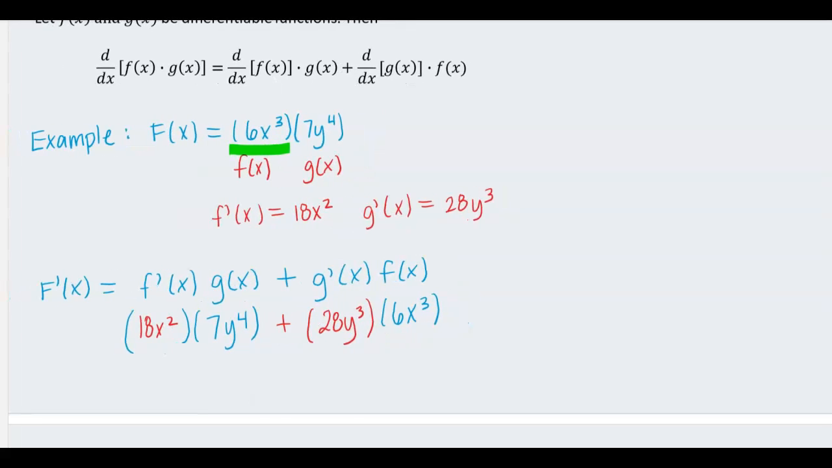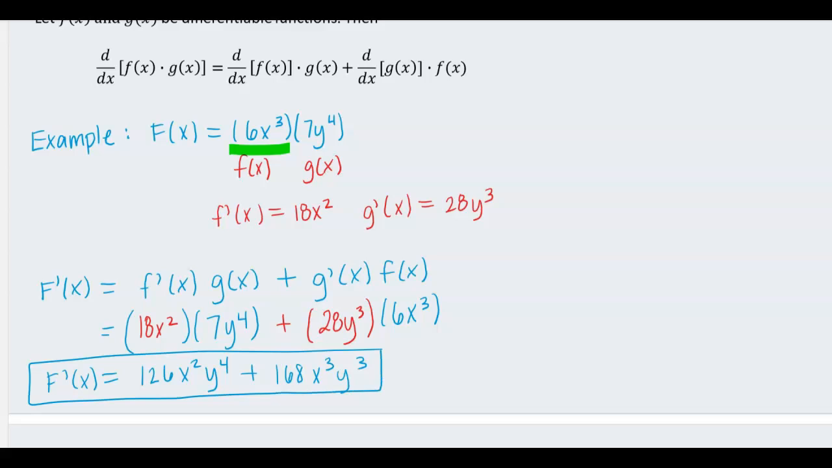Multiplying this out, 18 times 7, 126 x squared y to the fourth, and then 28 times 6, 168 x cubed y cubed. So this is the derivative of that original function that we had.